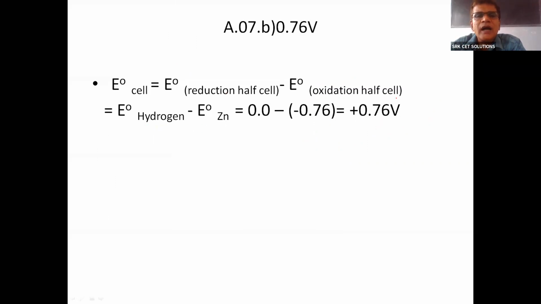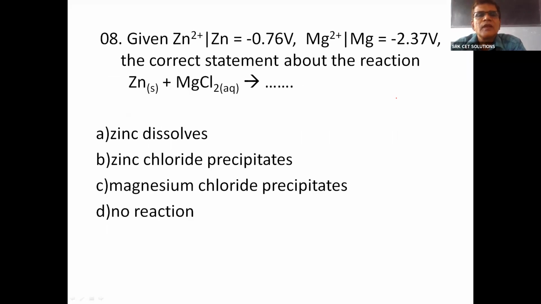Calculate the half cell potentials of different half cells. Look at a very interesting question. Zinc half cell standard potential is given, and magnesium half cell standard potential is given. Now they have represented the reactants for an equation where zinc is in the elemental form, that is in the reduced form. Magnesium is in the oxidized form, that is in Mg+2 form.